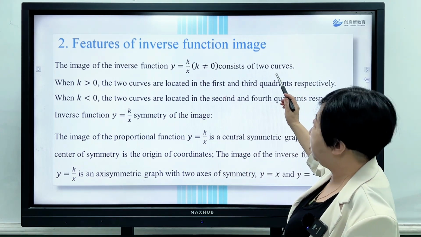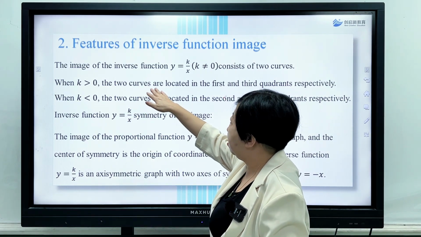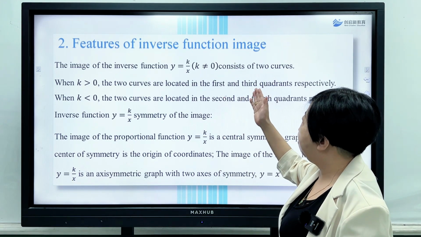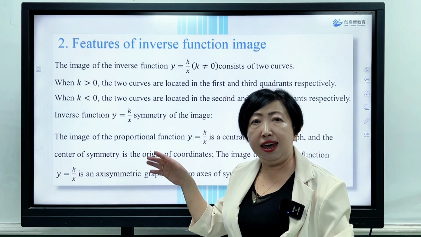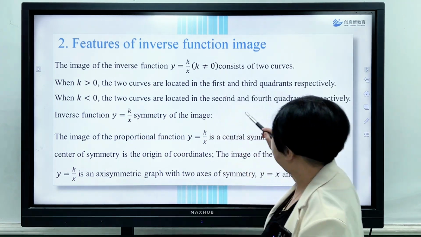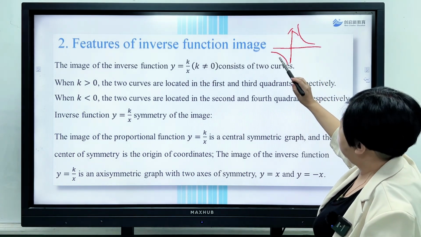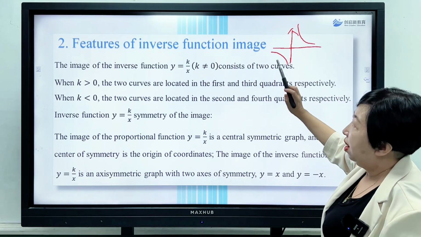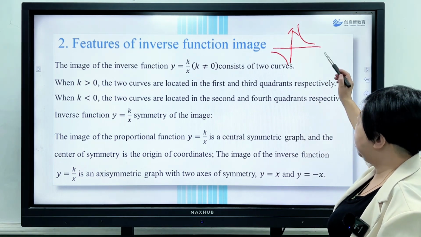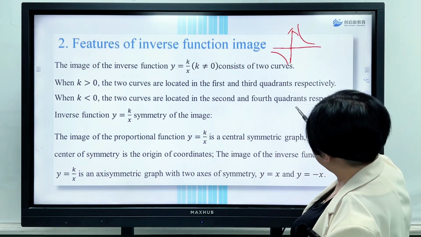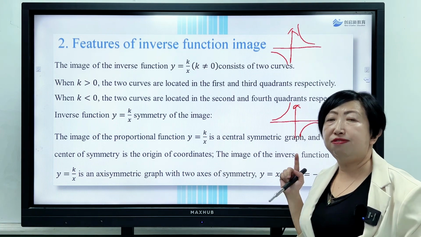We can see 2 curves. If k is greater than 0, the 2 curves are located in the first and the third quadrants respectively. But if k is less than 0, of course they are in the second and fourth quadrants.